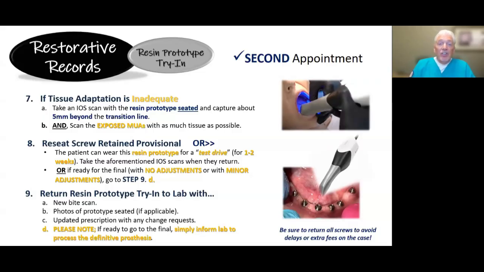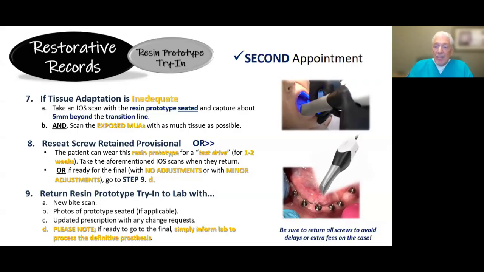And so your third appointment, your final appointment, would be just to finish it up. Now, if this happened at your earlier stage on your first restorative appointment, as I mentioned before, if everyone was happy with everything, it's your call, doctor. If you don't want to do this resin prototype try-in, that's fine. It's your call. Then you could just tell the lab, hey, everything looks good, pull the trigger on it, and they'll shoot you the final.